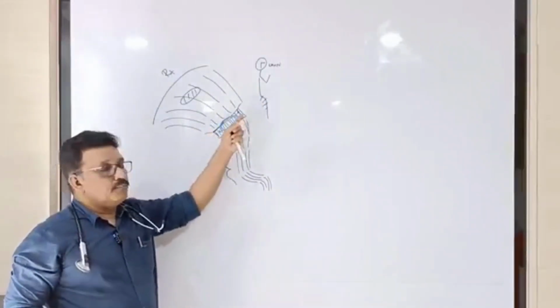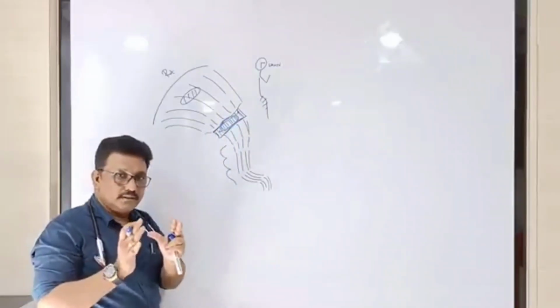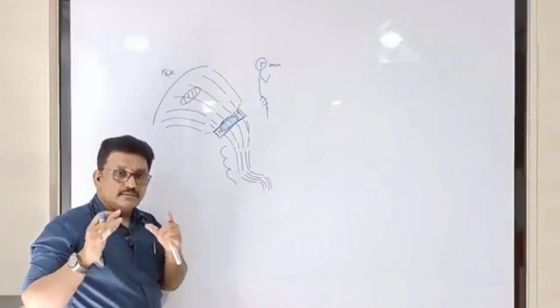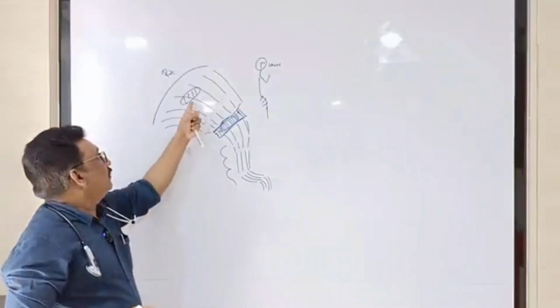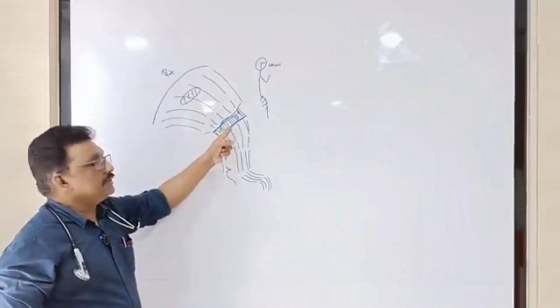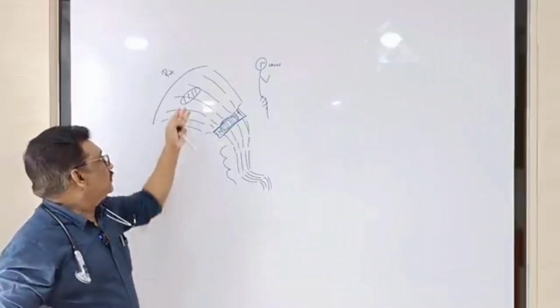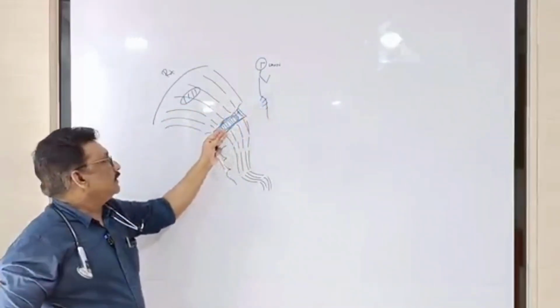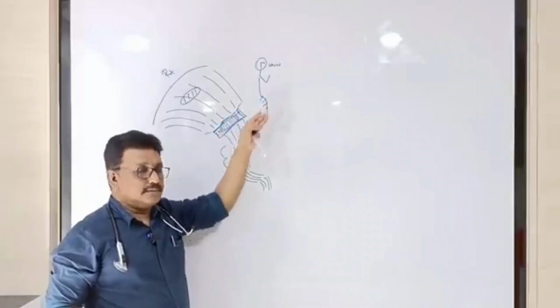Because the area is very small, all fibers are condensed into that area. So even if the lesion is small, the weakness is very big. Comparing to this area, here the weakness is very dense. So this patient can have hemiparesis on the opposite side, and this patient can have hemiplegia on the opposite side.